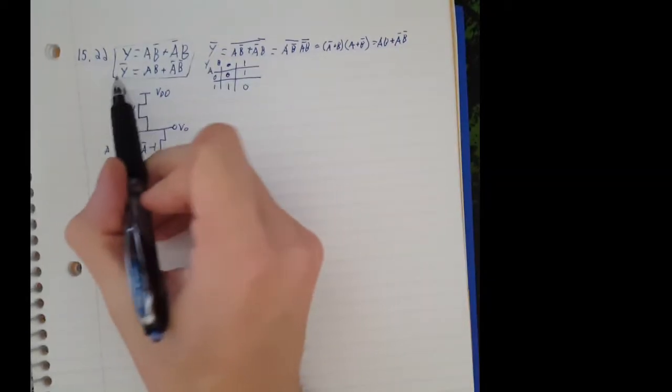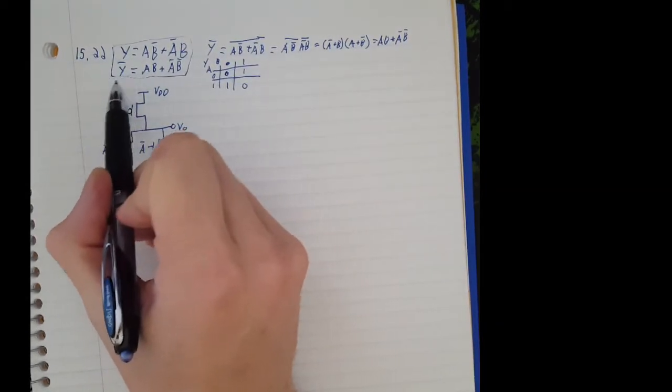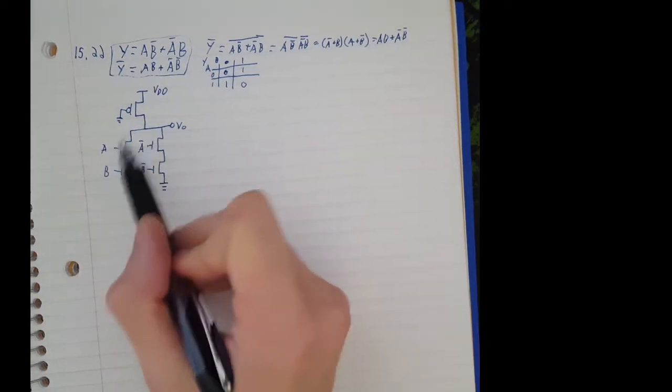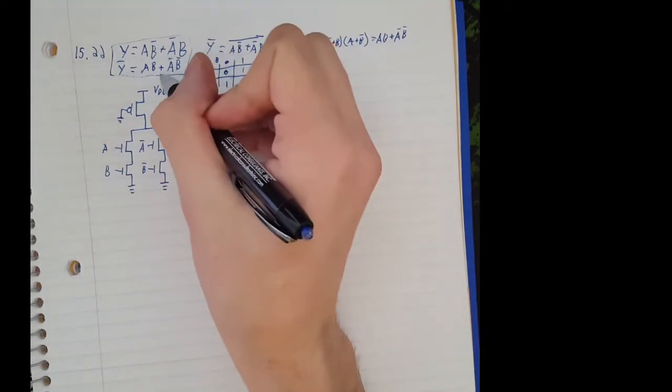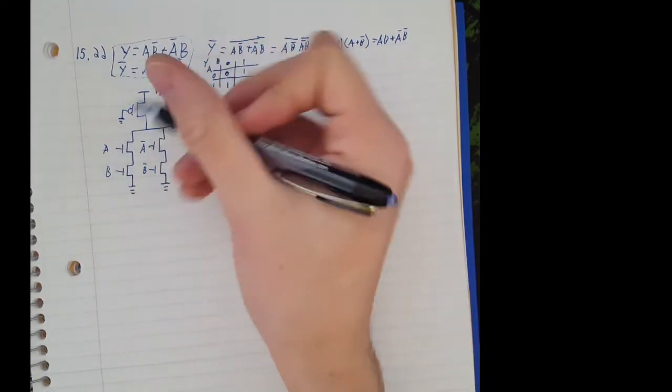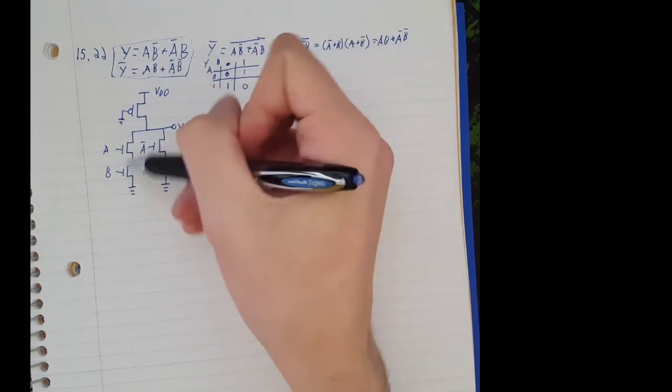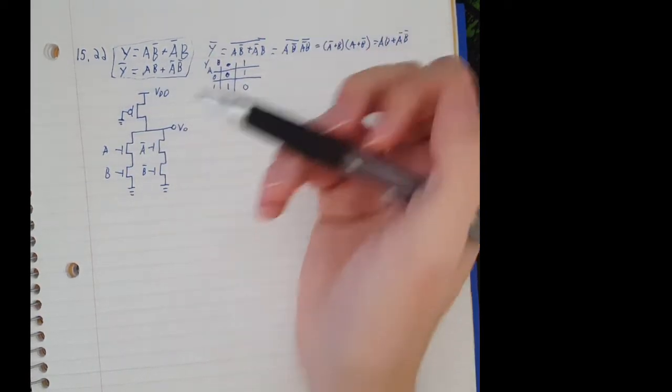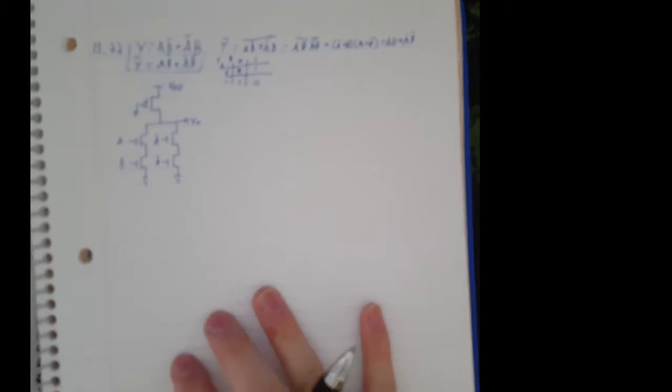So that's all you want to do. You want to get it in terms of y naught, because that makes doing the pull-down network much easier, because then ORs are just different branches and ANDs are just in series. That's all you gotta remember.